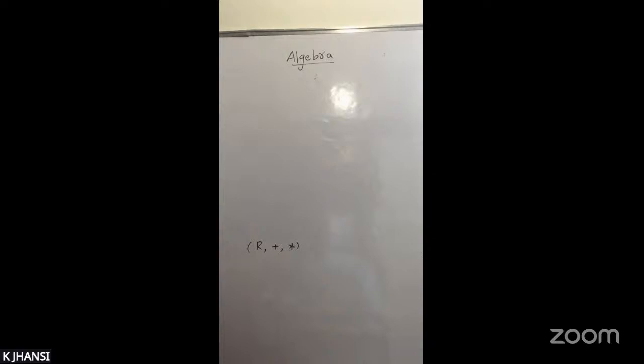Next, R comma star is a semi-group. And third one is the star is distributive over addition. That means it has to satisfy the distributive properties, left hand distributive property and also right hand distributive property. If it is satisfied, then whatever the triplet is there, the triplet is called a ring. Next, we have the concept of what is a subring.